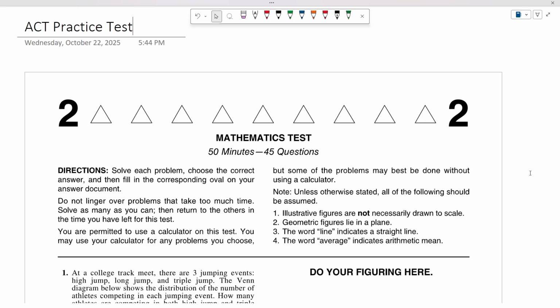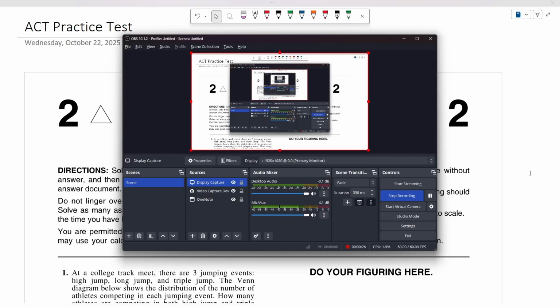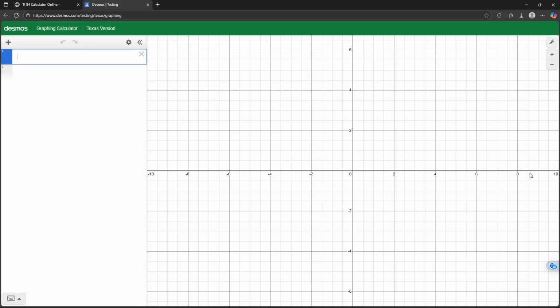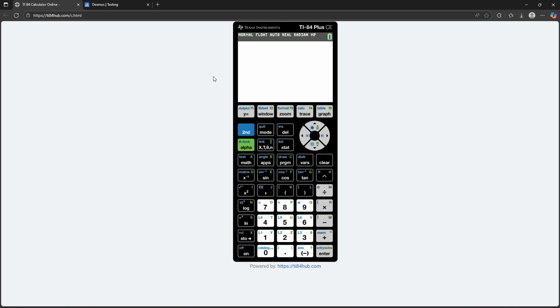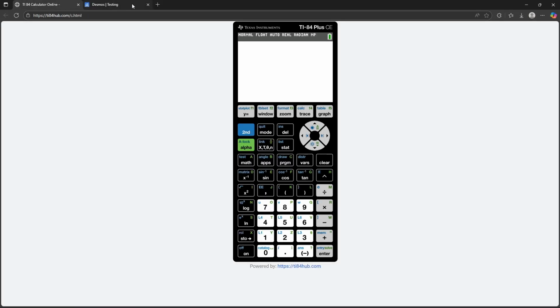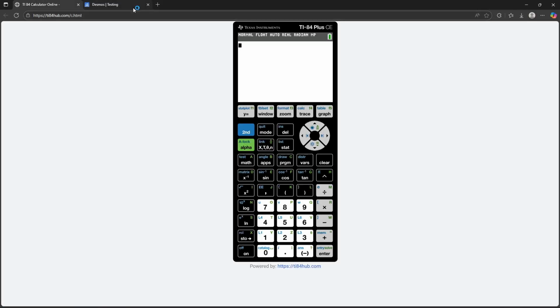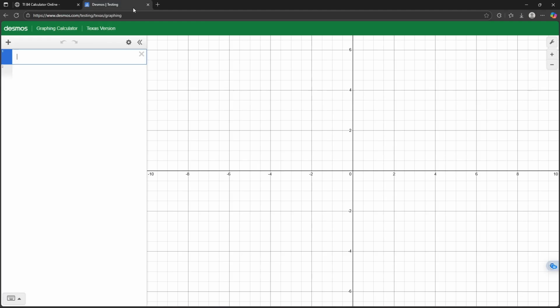So I'm going to take this practice test and walk through each question. And I'm going to use the TI-84 calculator online that I have. It's like the same one that you have, as well as the Desmos graphing calculator that you'll have on the ACT. We'll see that you can use both of these in conjunction. Sometimes you want to use one or the other, and we'll talk about which is better for certain problems. Okay, let's get into it.